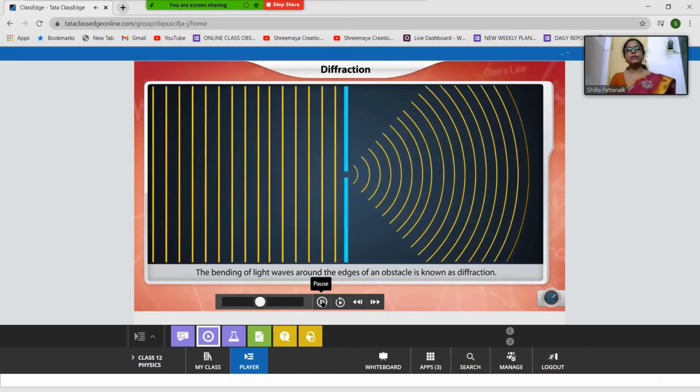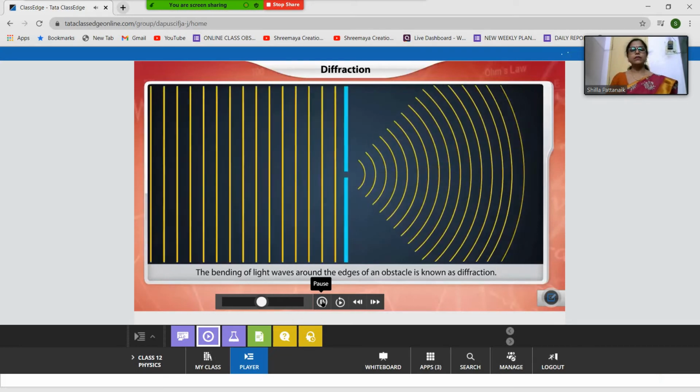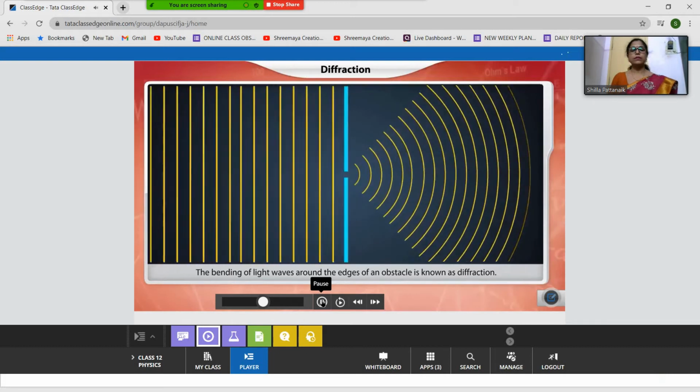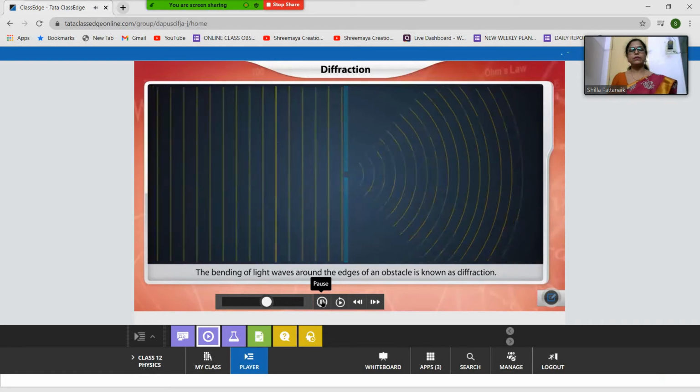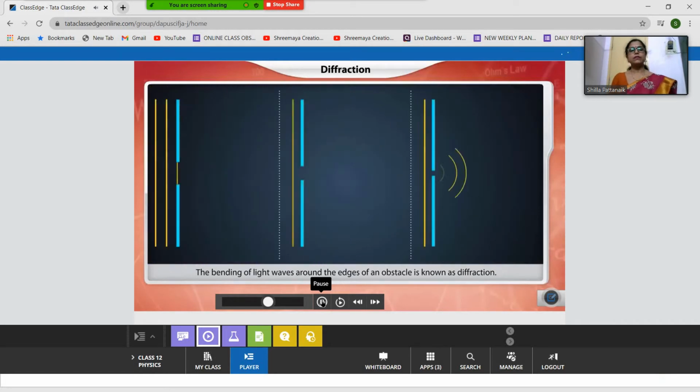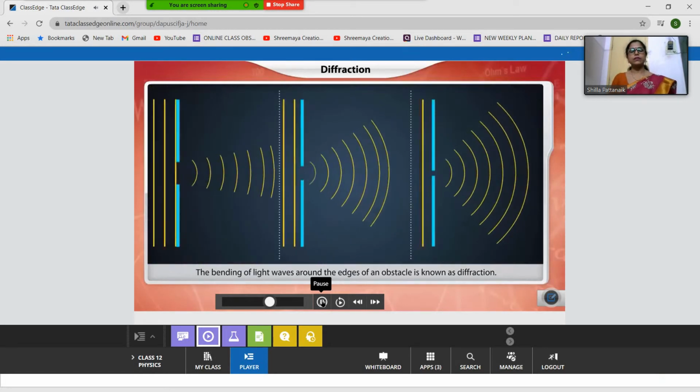When a narrow slit is placed in the path of a light wave, the light is diffracted into a series of circular waves. The narrower the slit, the greater is the spreading of the wave.